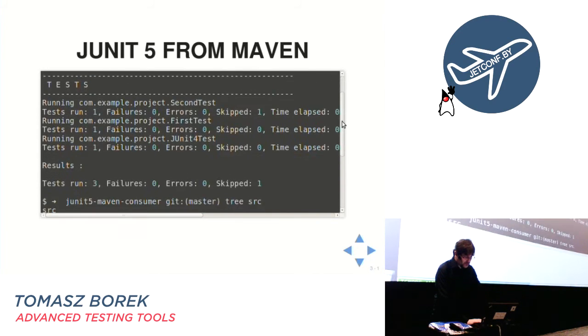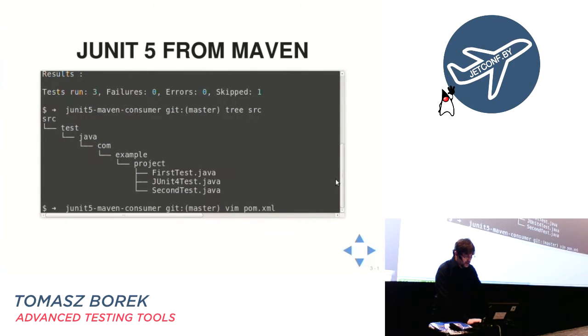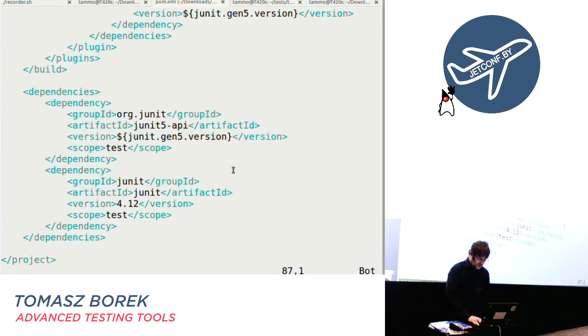Let me scroll. Okay. As you can see, we have the first test, a JUnit 4 test, and the test that is skipped. And let me show you the POM itself, just so you know how it looks.